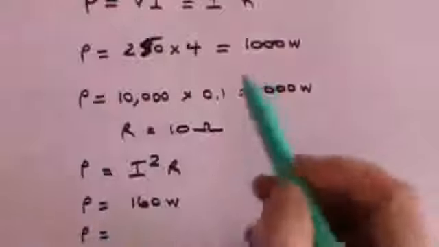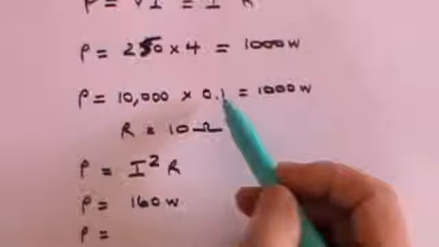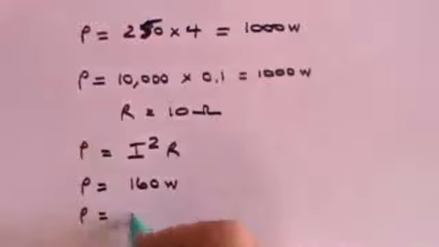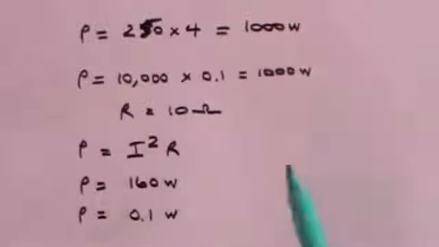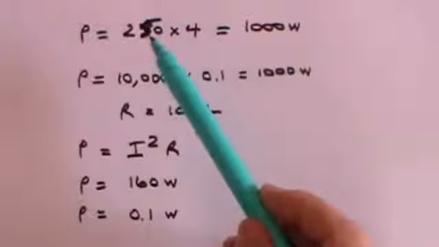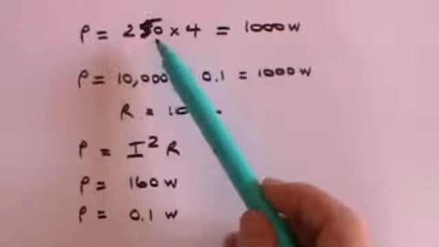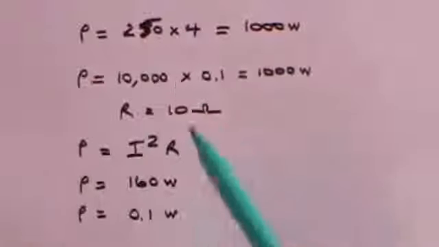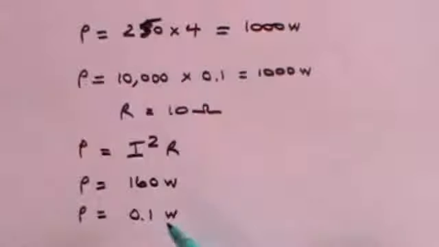On the other hand, if we take this option, the power loss is going to be the current squared, which is 0.01, times the resistance, which is 10, and that brings us back to 0.1 watts. So, if you use 250 volts, you'll get a power loss of 160 watts, a huge amount, 16% is lost. If you go up to 10,000 volts, your power loss is 0.1 watts, very, very much smaller. You don't waste as much electricity.